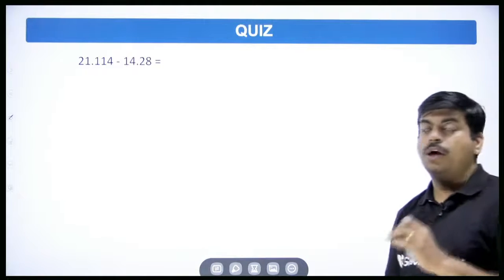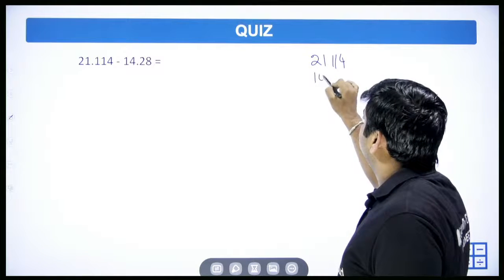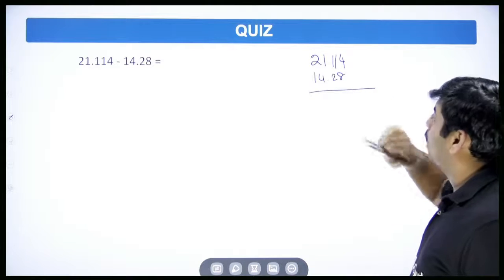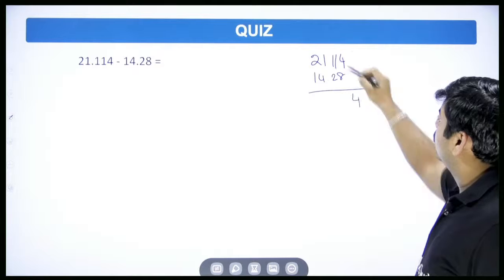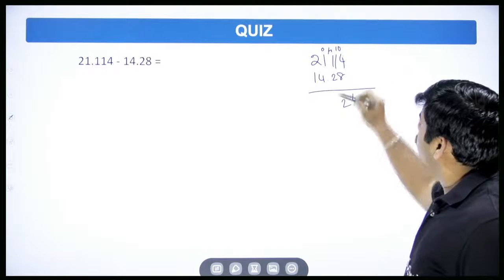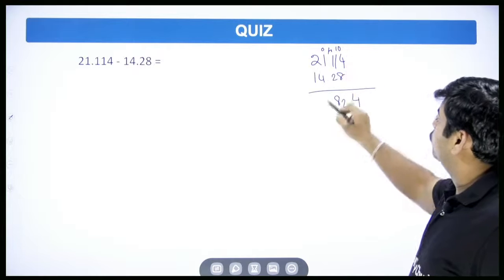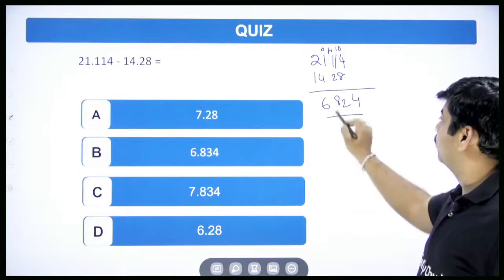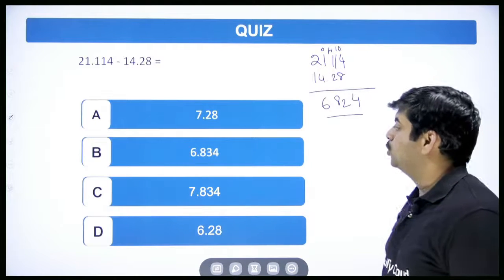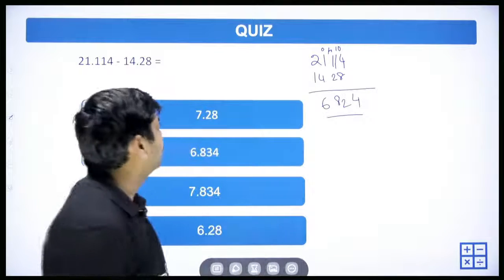21.114 minus 14.28. How do you take away the decimals? So what is the difference? 4 will come here. We're trying to subtract, right? This is a 10, this is 0. 10 minus 8 is 2. Again, this is 0, this is 10, 10 minus 2 is again 8. If I'm not wrong, once again, please check that. 20 minus 14, maybe 6.824, maybe 6.834 we are having. There may be some calculation mistake somewhere. Let me check that again.